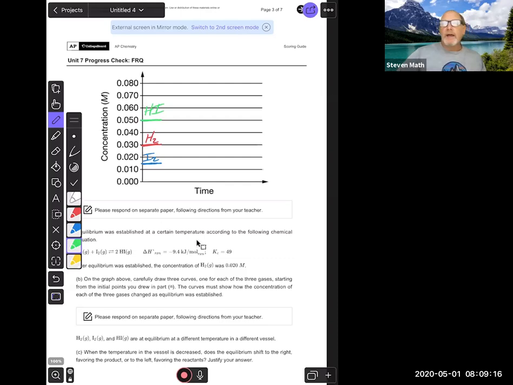Okay, and then in B, it says on the graph above, carefully draw the three curves for the three gases starting from the initial that we drew. The curves must show how the concentration of each of the three gases changes as equilibrium was established. And so the H2, if we've got 30 and 15 for the H2 and the I2, then those are both going to meet. The H2's going to level off at 20. The I2 is going to drop down. And the HI is going to increase and go up to 70. So I2 is kind of our limiting here. All right, so that's what that should look like.